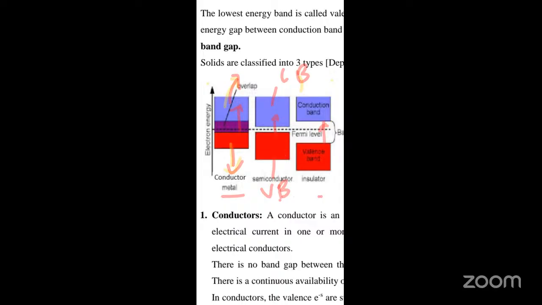Based on these energy level diagrams, we have to understand that materials are of three types. From band theory, we get the conduction band and the valence band.